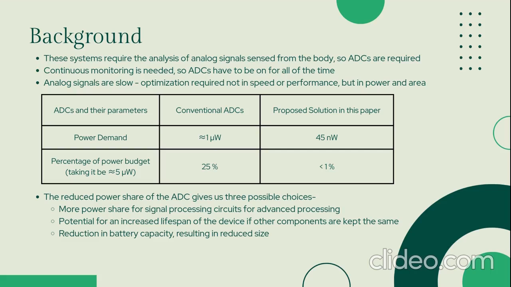This low ADC power consumption gives us three options for our use case. We can have more power share for the signal processing circuits, or reduce the size of the battery required for the same processing and lifetime, or increase the lifetime of the device, keeping the battery the same. Now we will look into how this architecture is different from standard SAR architectures, which will be presented next by Oishik.